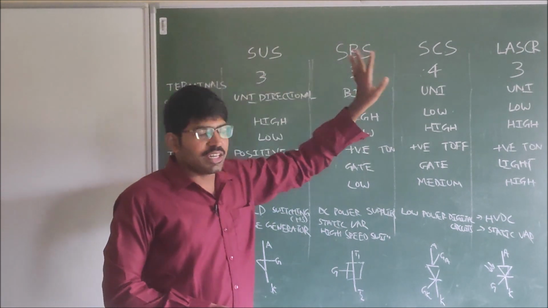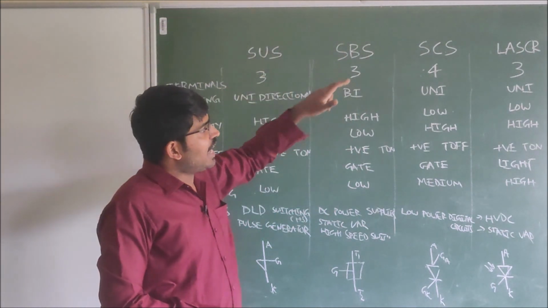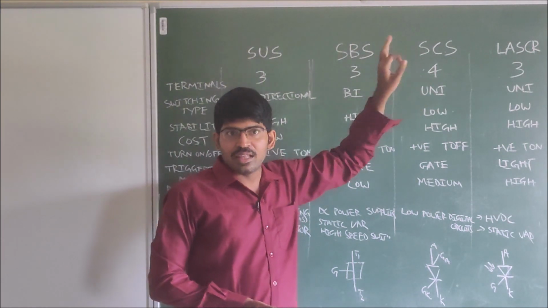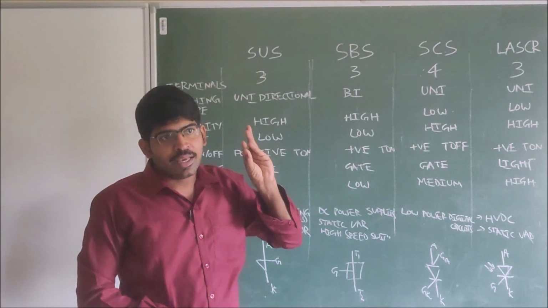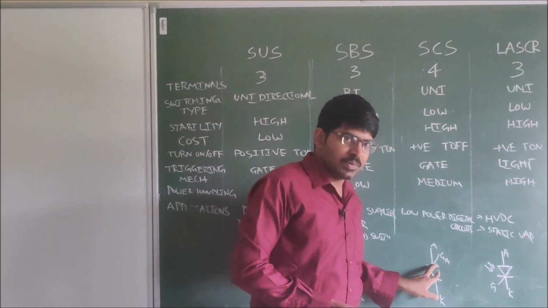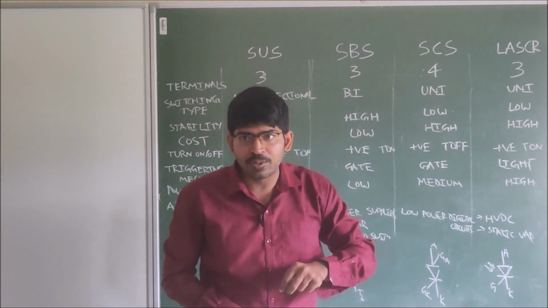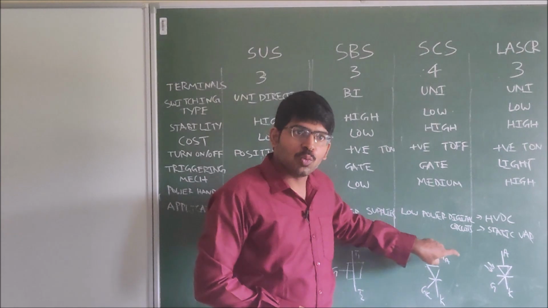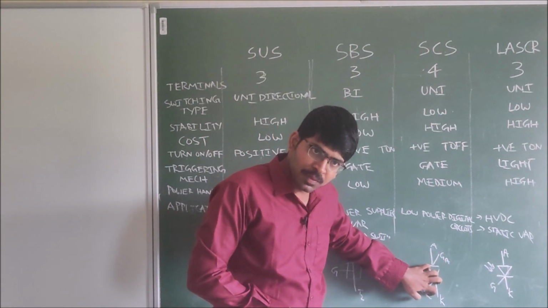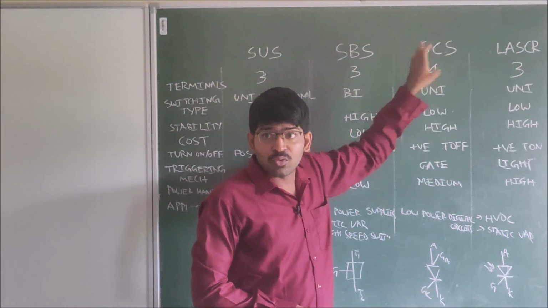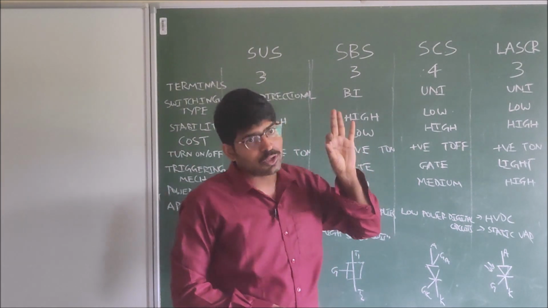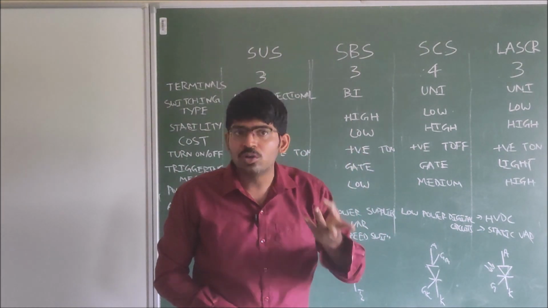All of these Thyristor family devices except SCS, they have three terminals. Speciality of SCS is it has two gates, one gate at anode, one gate at cathode. That's why terminals for SCS are 4. Remaining all have terminals only 3, anode, cathode, gate.